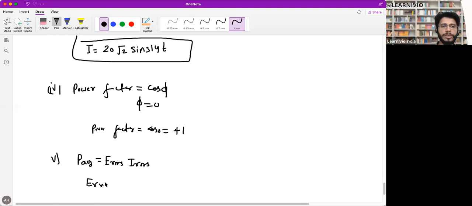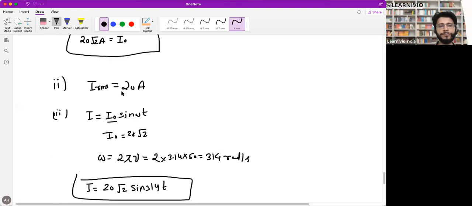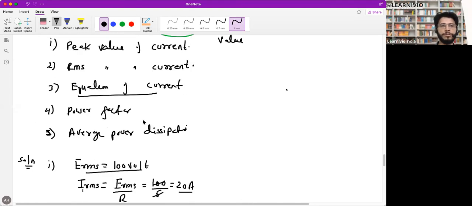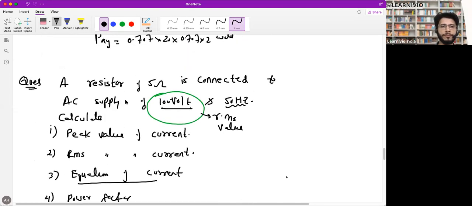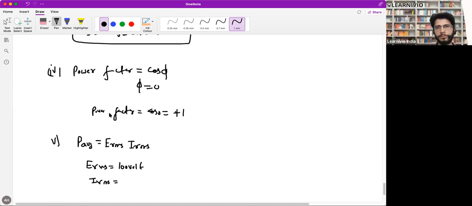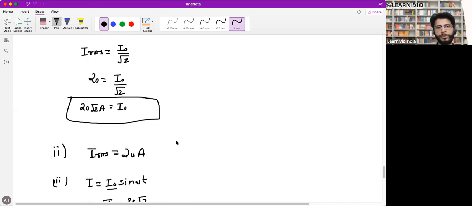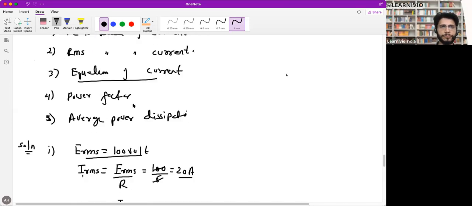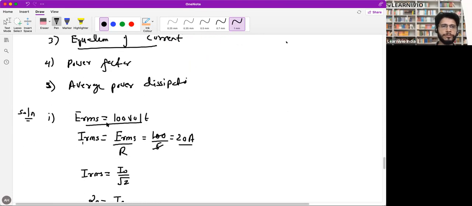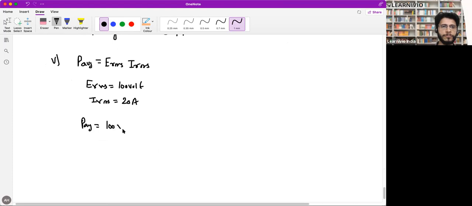How much is ERMS in this equation? Sania? 100. See, this is ERMS, 100. How much is IRMS here? IRMS is 20. When you put all these values here, 100 into 20, it's 2000. Just note it down.